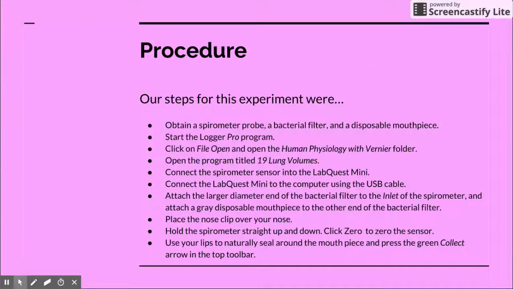This experiment is very simple. All you have to do is take the spirometer probe, a bacterial filter, and a disposable mouthpiece. Make sure you have the Logger Pro program downloaded onto your laptop, and follow the steps below.